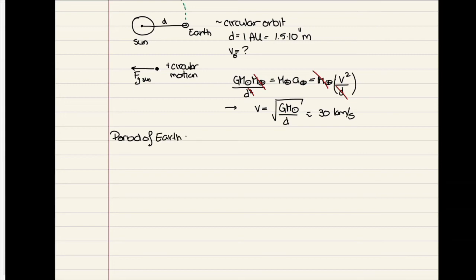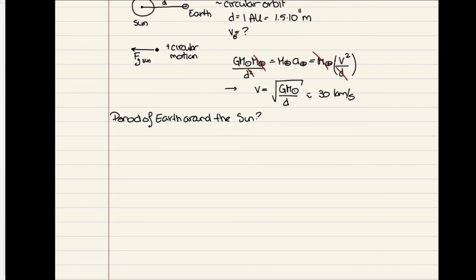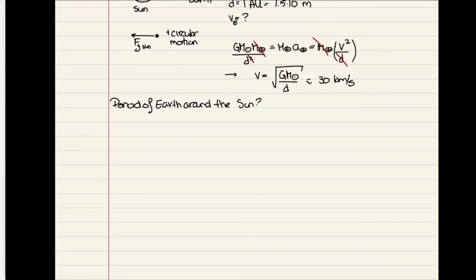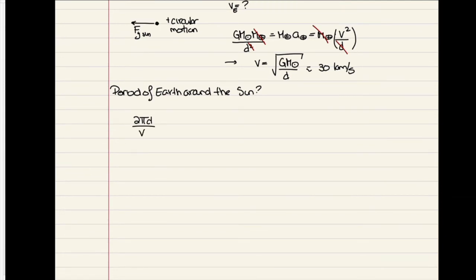What about the period of the Earth around the Sun? Well, if we know the distance it is from the Sun, we know the circumference of its orbit. We know that it's moving at some velocity v, so we know that it has to go 2 pi d worth of distance, and it's doing so at the velocity v that we just solved for. And this is the period for circular motion. Again, review. We've seen this before.